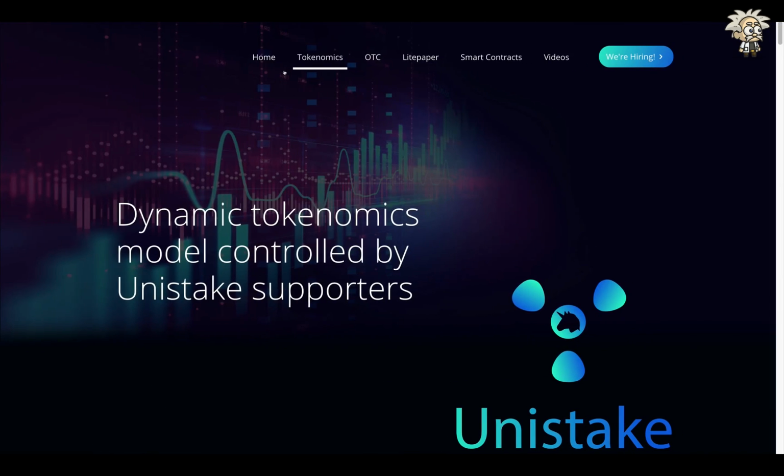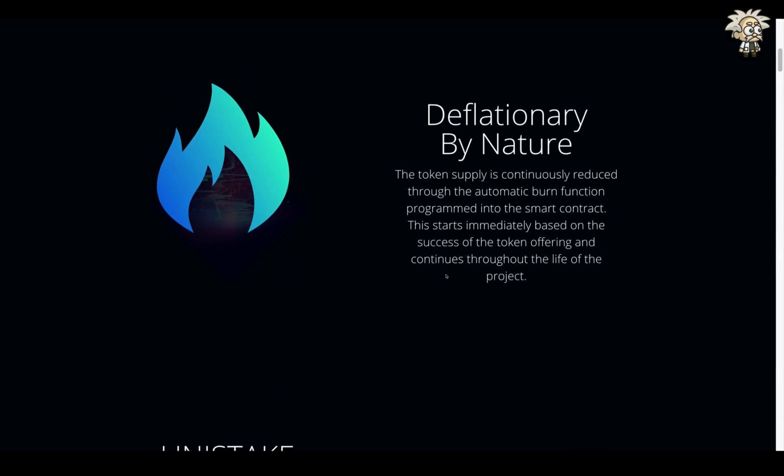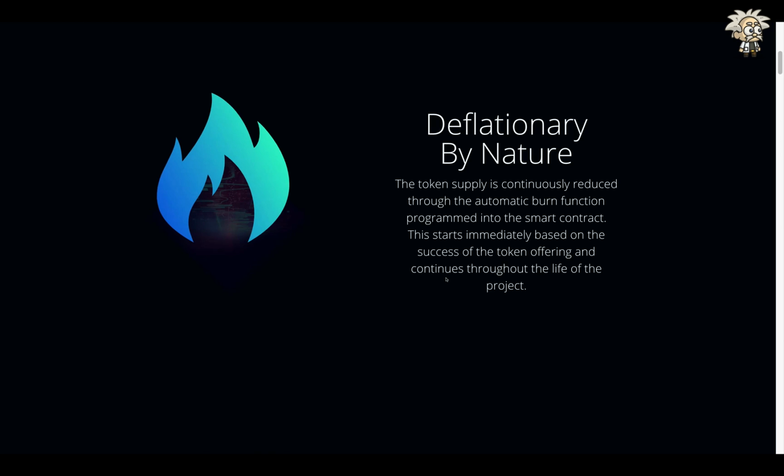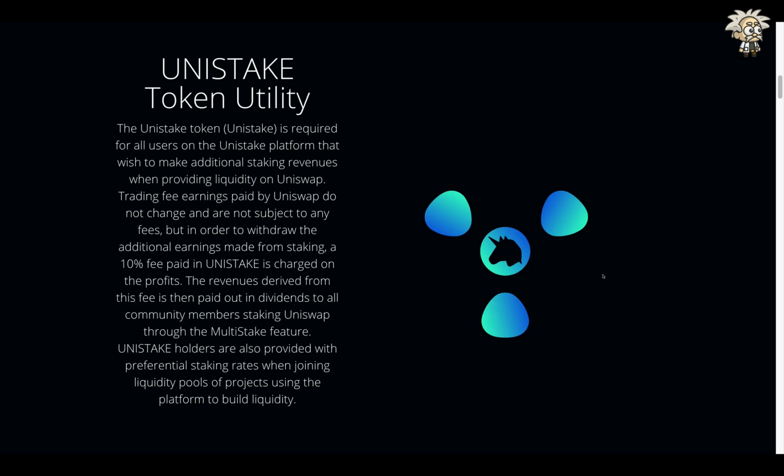If we take a look at their token economics page, guys, dynamic token economics model controlled by Unistake supporters. It's deflationary by nature. Token supply is continuously reduced through the automatic burn function programmed into the smart contract. This starts immediately based on the success of the token offering and continues throughout the life of the project. Unistake token utility. The Unistake token is required for all users on the Unistake platform that wish to make additional staking revenues when providing liquidity on Uniswap.